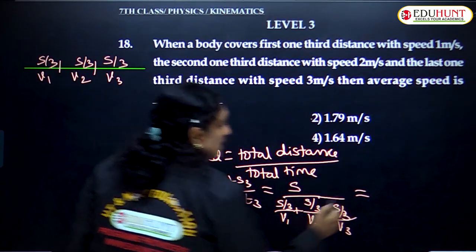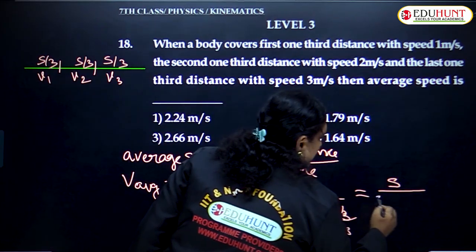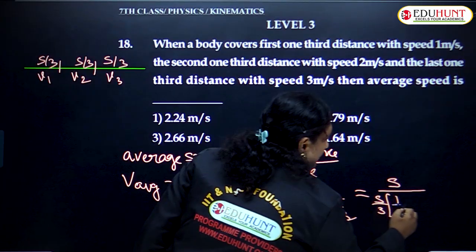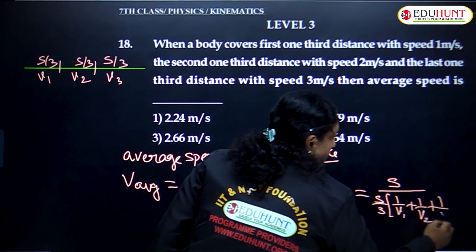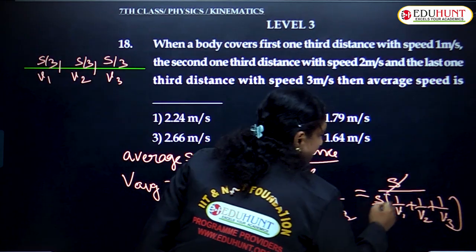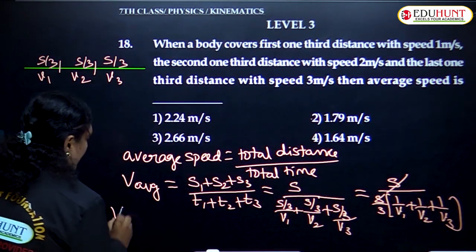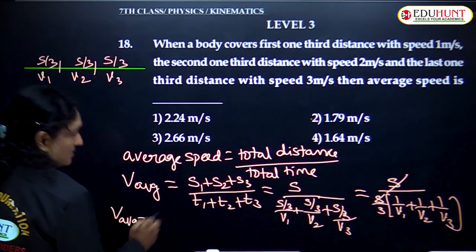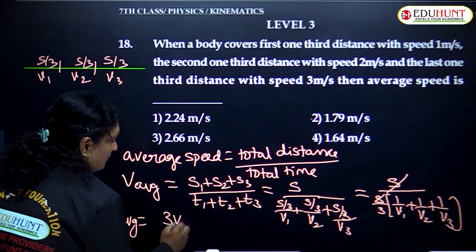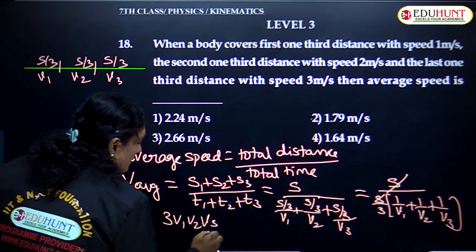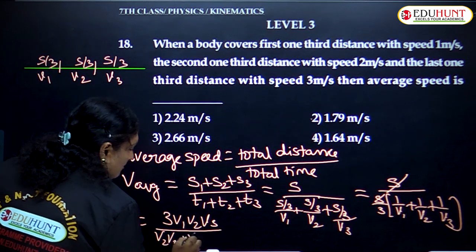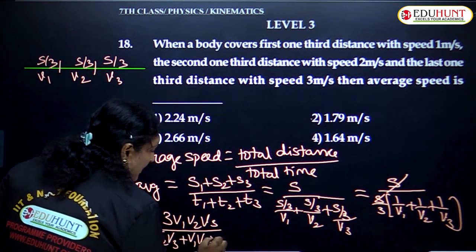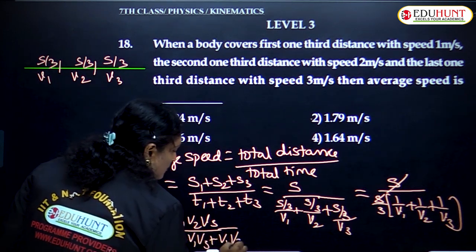So this simplification will further lead to S by 3 taken common, 1 by V1 plus 1 by V2 plus 1 by V3. S cancels. So your formula will be replaced as set. What is that value? 3 V1 V2 V3 upon V2 V3 plus V1 V3 plus V1 V2.